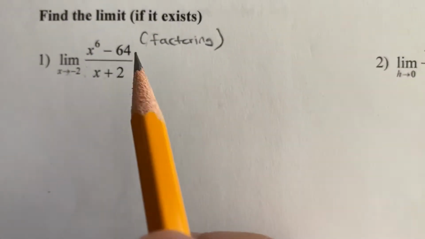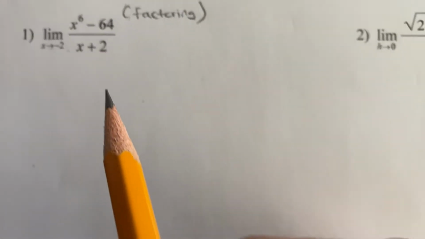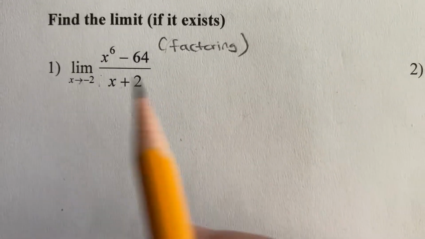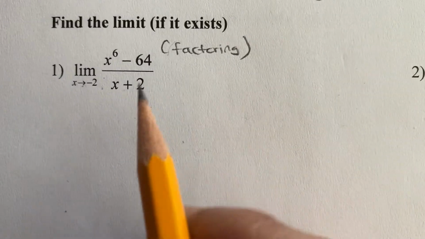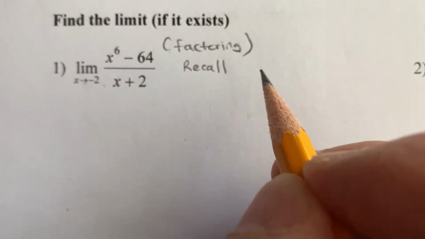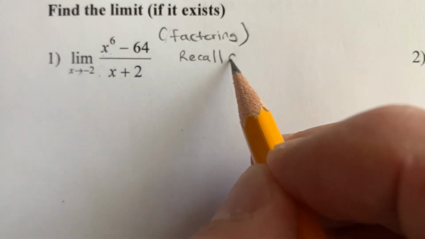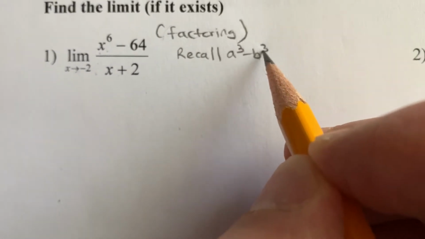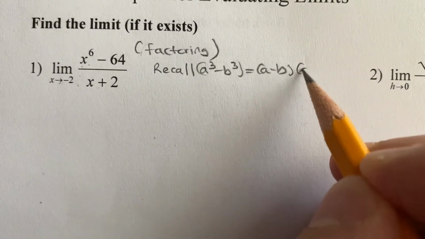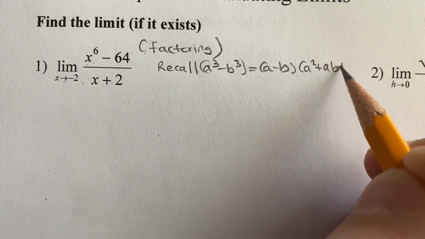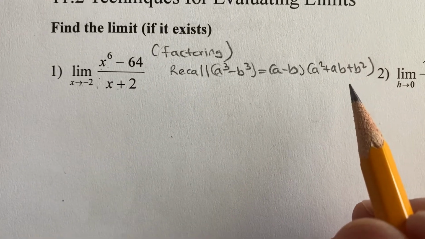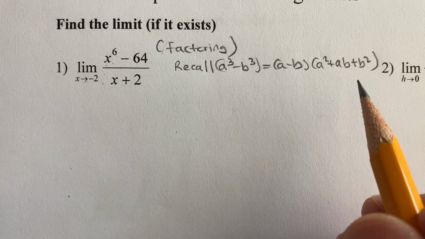Based on your studying and knowledge of rational functions and your algebra skills, you know you can factor this problem. Well, how do I factor this problem? Recall, this is basically a pattern of the difference of two cubes: A cubed minus B cubed is equal to A minus B times A squared plus AB plus B squared. This is a pattern that I keep going back to. You learned it the first time in Math 3.